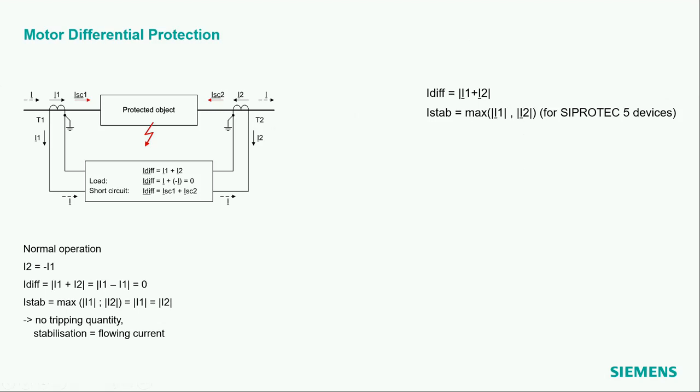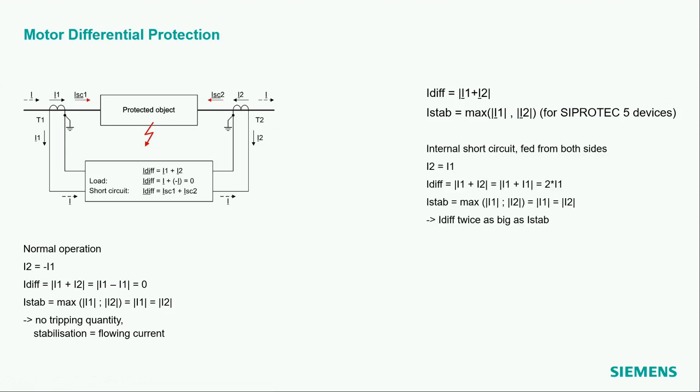Under normal operation, the current that flows in flows out here. The motor is running, or the protected object is delivering power. So the differential current is zero, and the stabilizing current is the maximum of all the currents which we have here on our object. I don't have a tripping quantity because I have no differential current, theoretically, ideally. If I have an internal short circuit, which is fed from both sides, then I can have with that method a differential current that is, in the extreme case, twice as big as the stabilizing current.